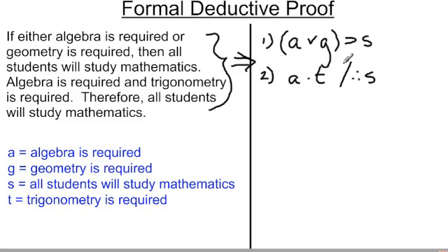So moving on from this is where we go into our formal deductive proof. So this is the translation, all right? So from the argument to a symbolic form is our translation. And our actual proof starts on the next line.